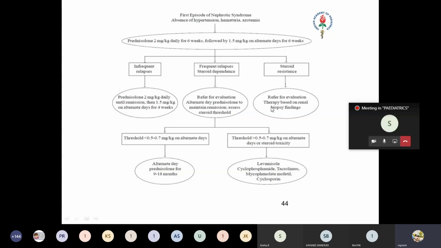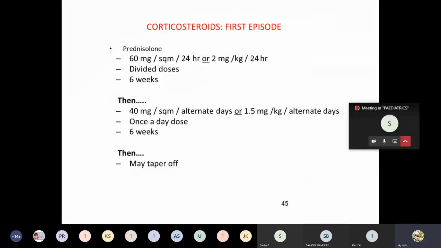They are referred for further evaluation. We have to shift them for renal biopsy. Please remember this. This flow chart is very important. It tells you the whole treatment of nephrotic syndrome: infrequent relapses, frequent relapses, and steroid resistance settings. I already explained this.